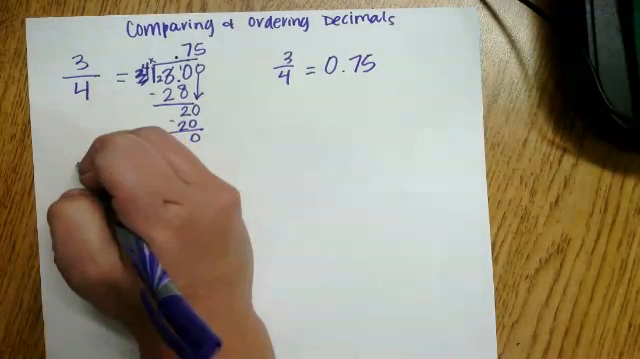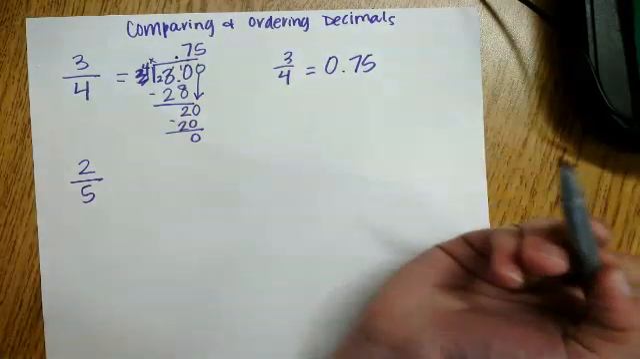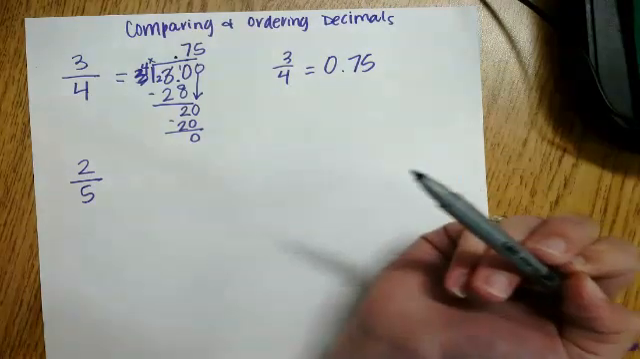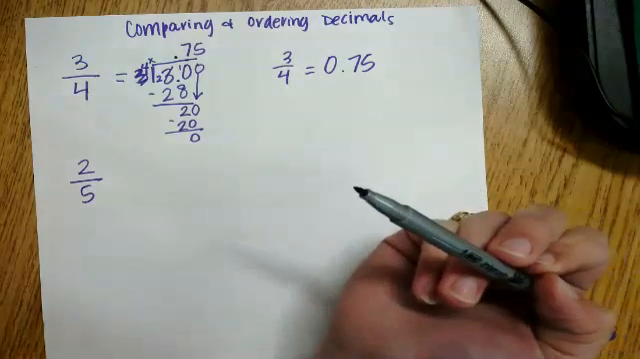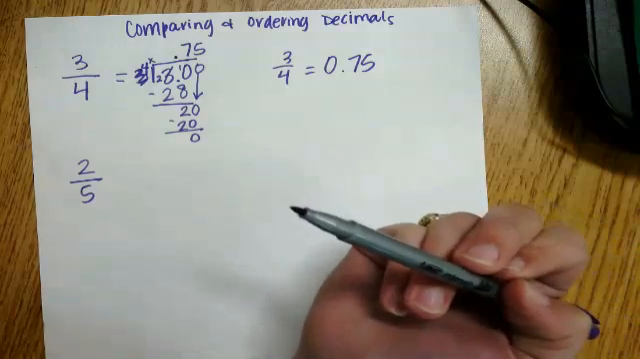Okay, here's one for you guys to try on your own. You're going to turn 2/5 into a decimal. So you're going to do 2 divided by 5. Go ahead and pause your video here and try it, and then I'll have the answer for you to check after you press play.